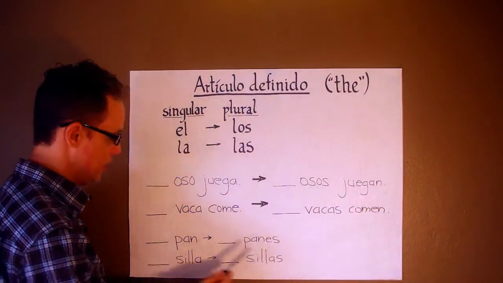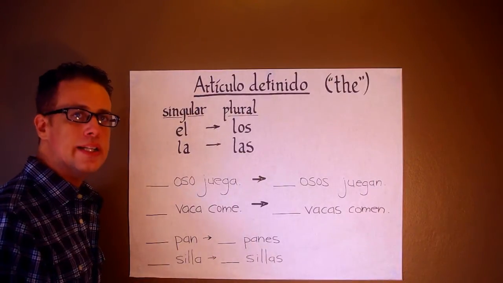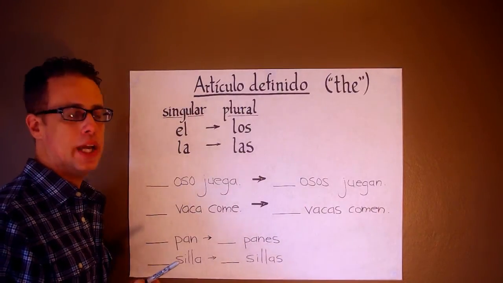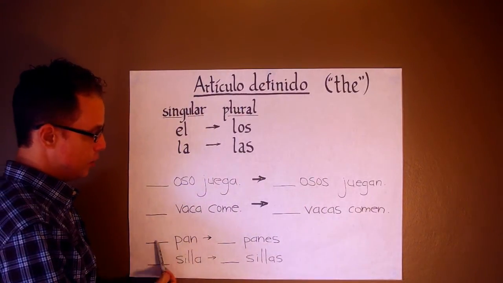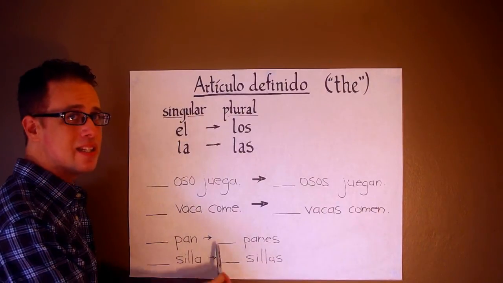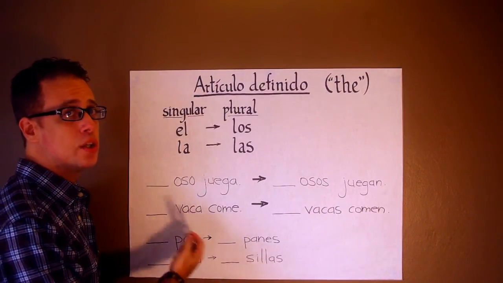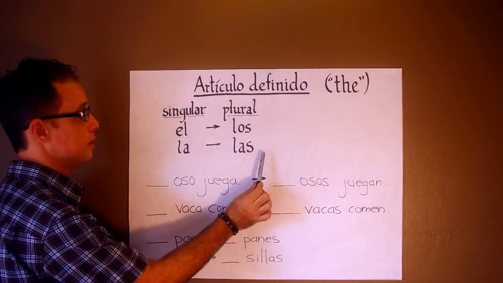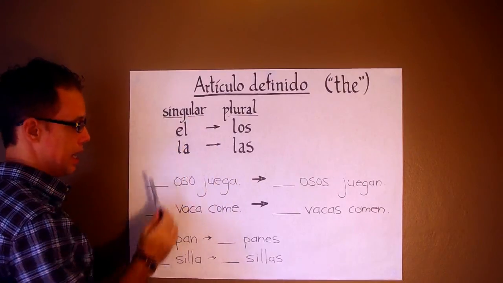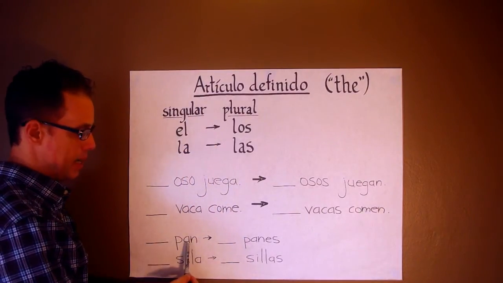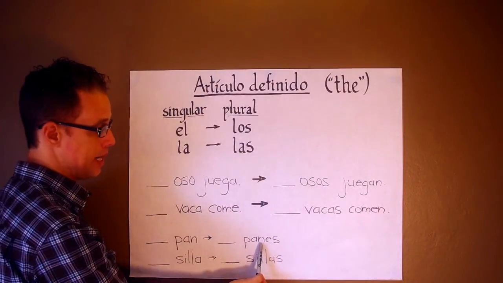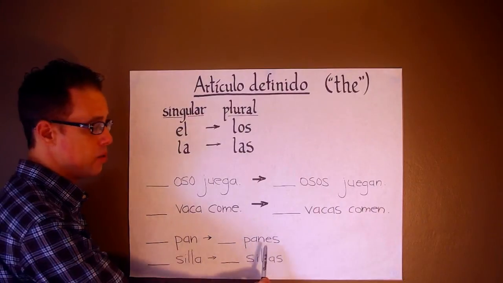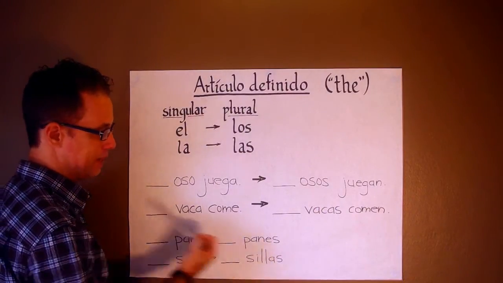Let's have a little practice. This word is a new word. It's pan. Pan means bread. Okay? So, if I tell you this is a masculine singular noun, which definite article would you use? This is masculine, feminine. So, masculine, singular, el pan. In the plural, los panes. The breads. Okay? The bread, the breads. El pan, los panes.